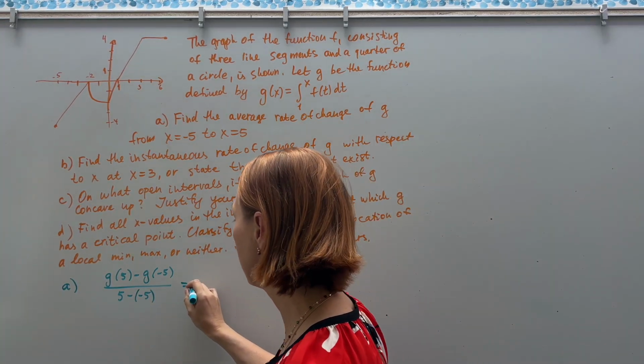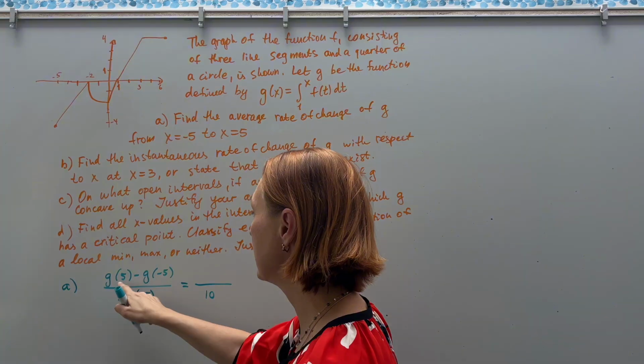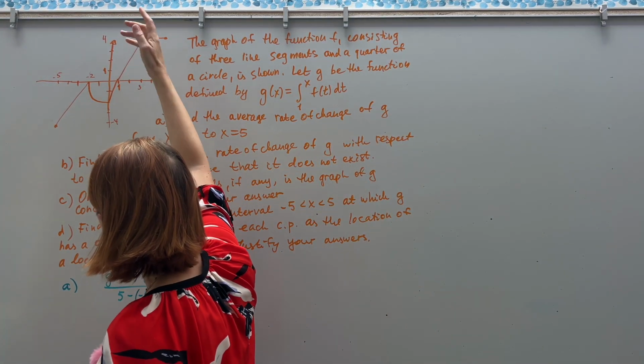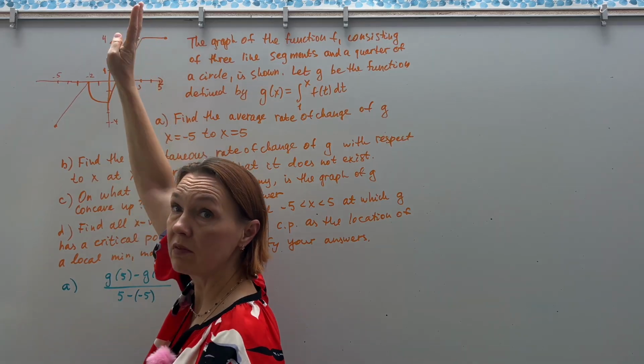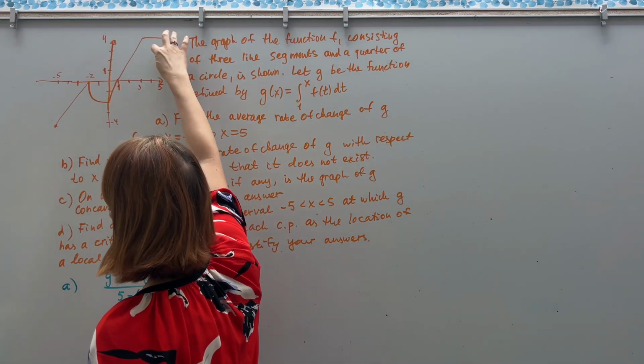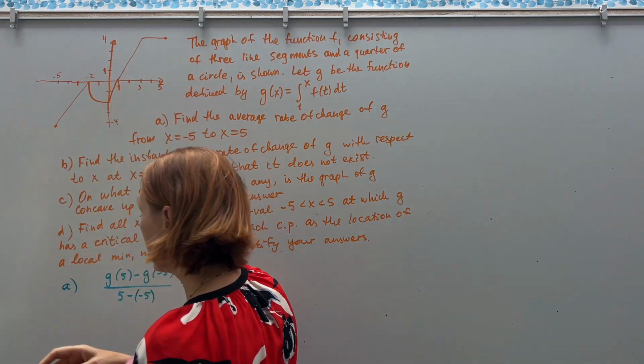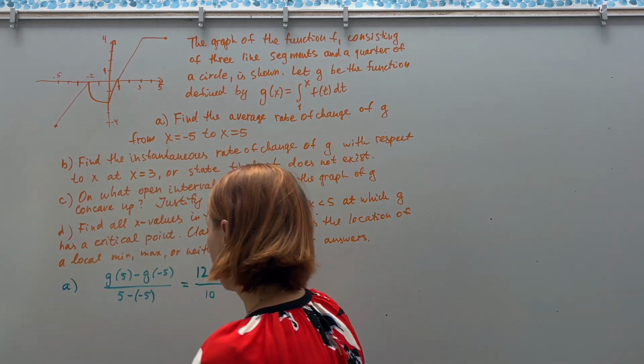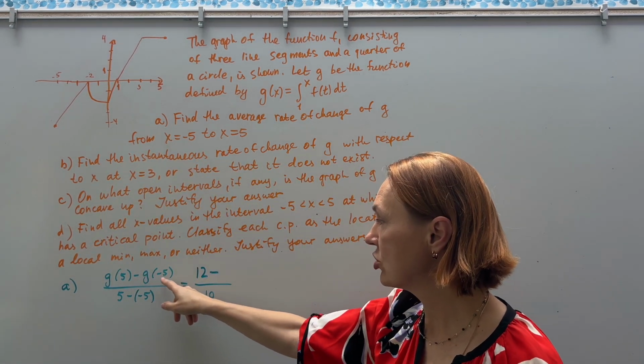In the denominator, we will have 10, we already see that. For g of 5, we're calculating the area of this triangle, which is 1/2 times 2 times 4, which is going to give us 4, plus the area of this rectangle, which is 4 times 2, which is 8. 4 plus 8 is 12. And now we're subtracting g of negative 5.